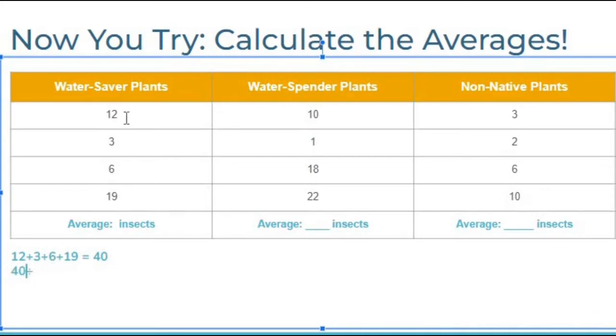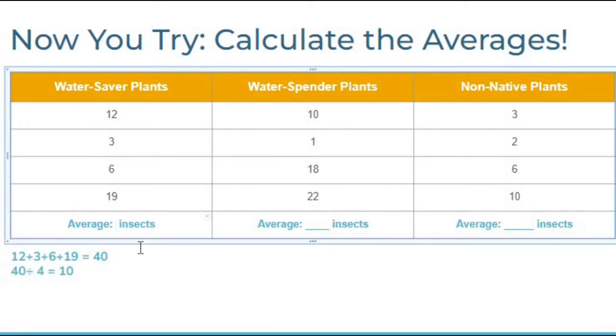Now we can divide that number by the total number of insect samples. So that would be 40 divided by 1, 2, 3, 4, which equals 10. So now I can say here that on average we found 10 insects from our water saver plants. Now you can go ahead and do the same thing for our water spender plants and our non-native plants.